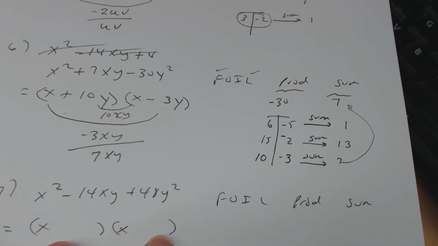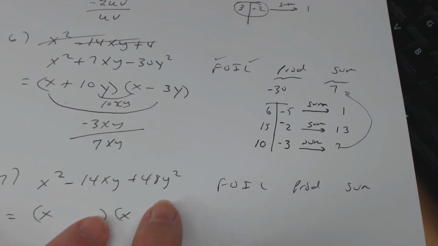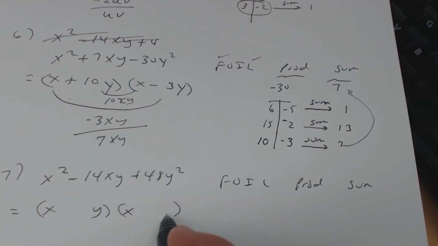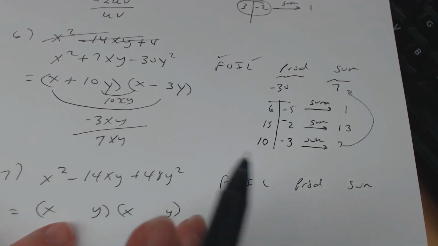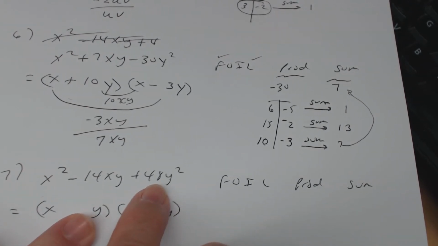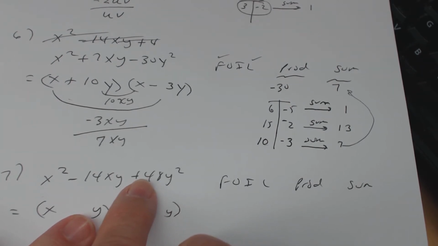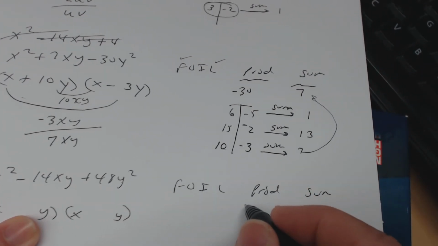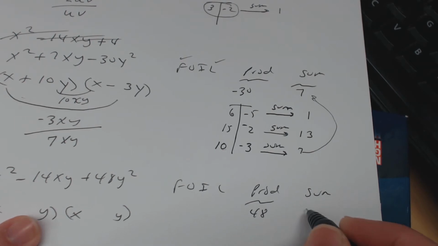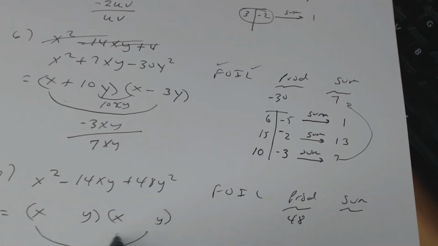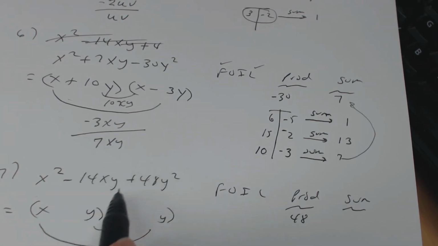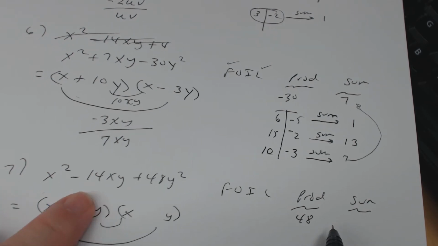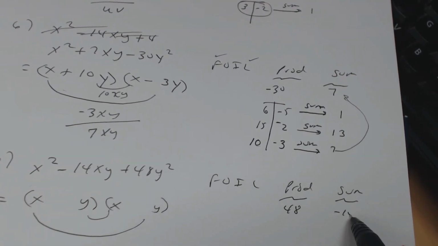Now let's think about the last times last. Whatever I put here, those two terms need to contain the y, because y times y has to give me that y squared. But I need those two terms to have a product of 48y squared, a positive 48 for that matter. And I need the sum, when I do the outer and the inner, to be a negative 14xy. So I need these two numbers, whose product is 48, to add up to a negative 14.